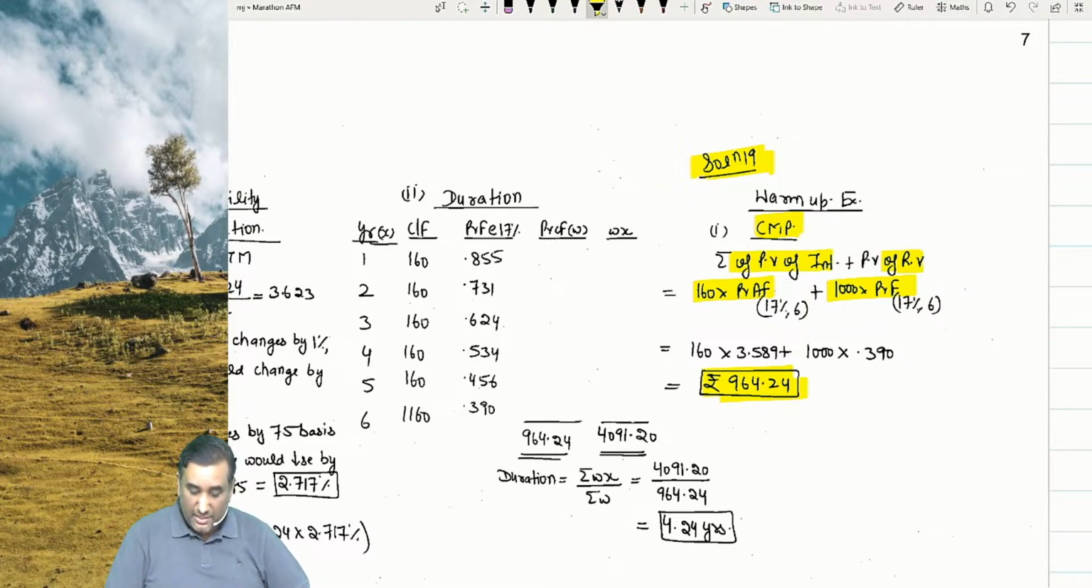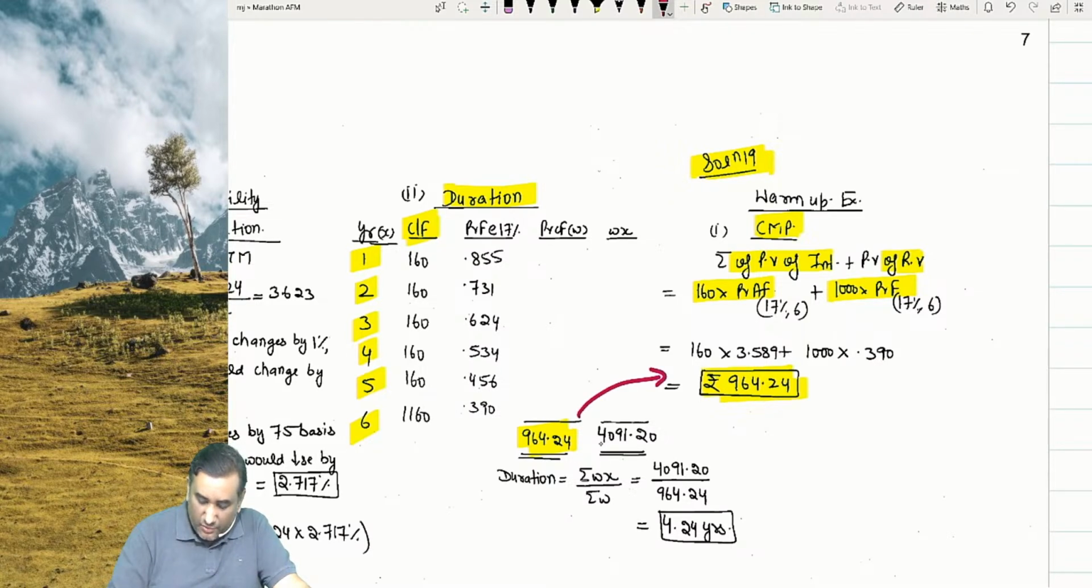The second part he asked is duration. Duration is calculated the same way as we have done just now. I'm not doing it here because one of the questions has a lengthy duration calculation, so we'll do it in class. Years 1, 2, 3, 4, 5, 6, cash flows 160, present value factor, PVCF will come exactly the same. This is nothing but the intrinsic value, and the weighted sum comes to 4091, so we get 4.24.